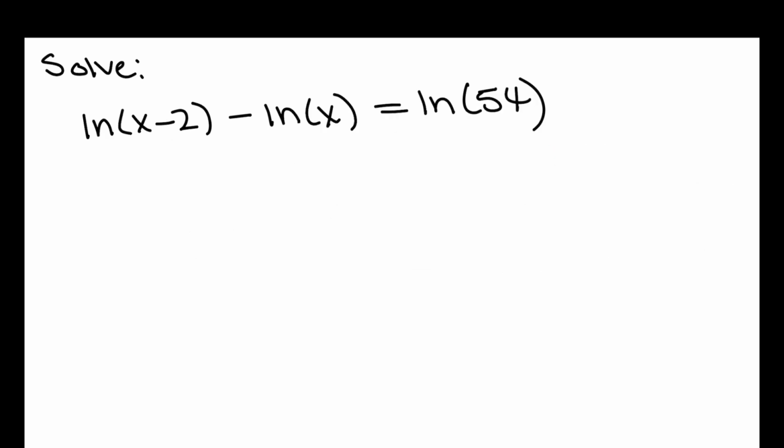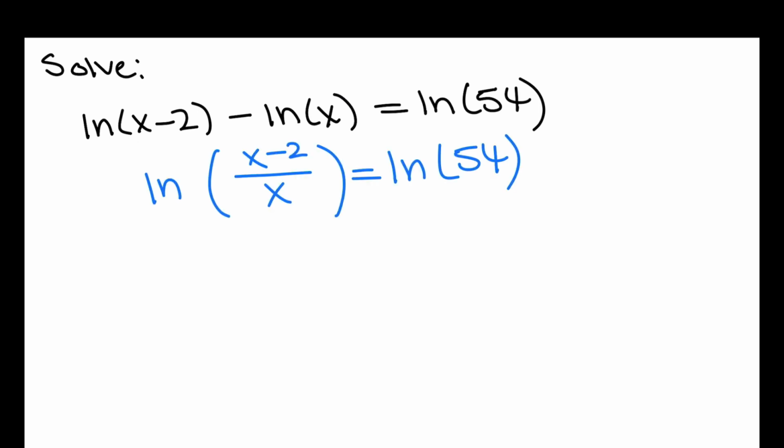Here's another one. Solve log of x minus 2 minus log of x equals log of 54. So I want a single log on each side, and this time I have a difference of two logs. We can write that as a log of a quotient. So this equation can also be written as natural log of x minus 2 over x equals natural log of 54. Because we have a natural log on both sides, we can use that one-to-one property. The thing inside the logs must be equal. x minus 2 divided by x has to equal 54.